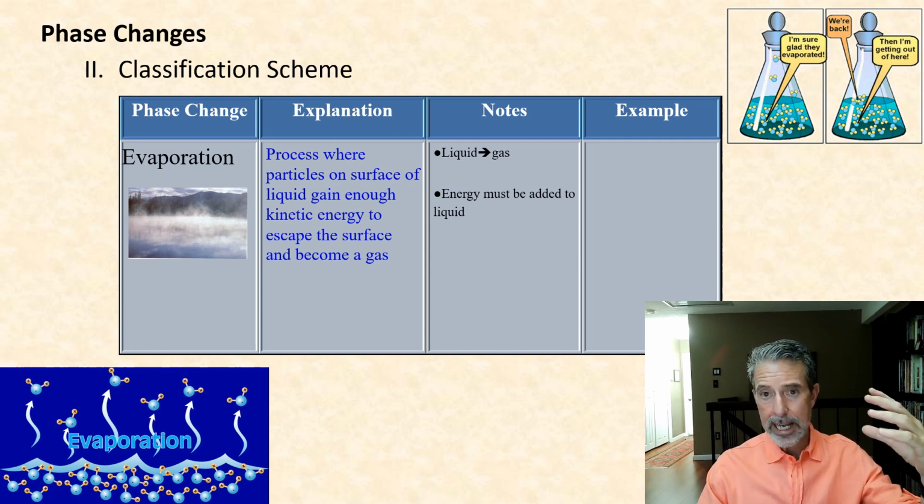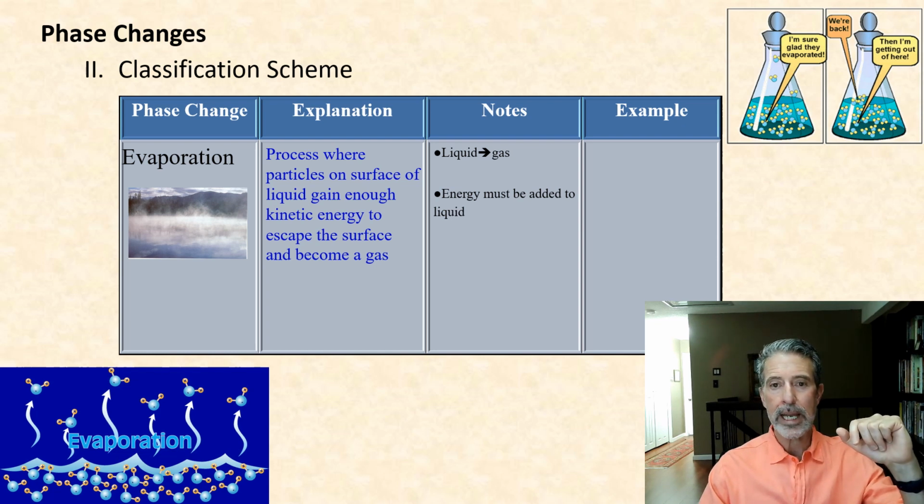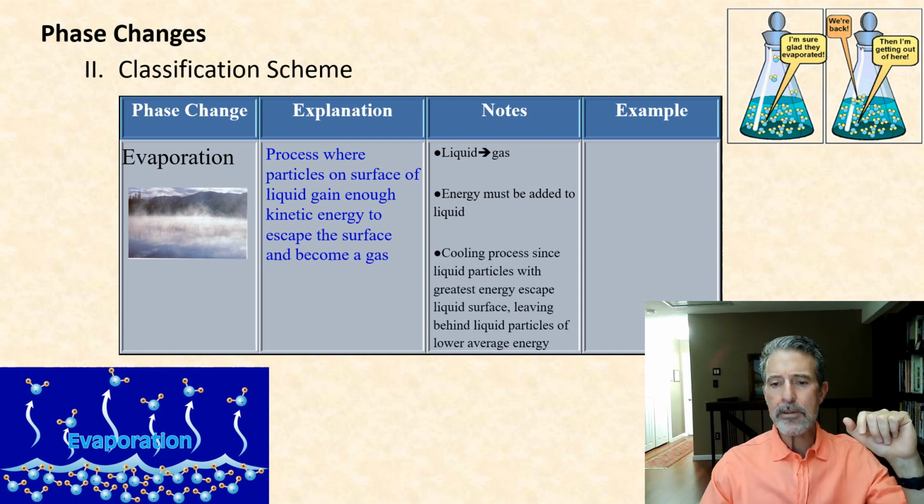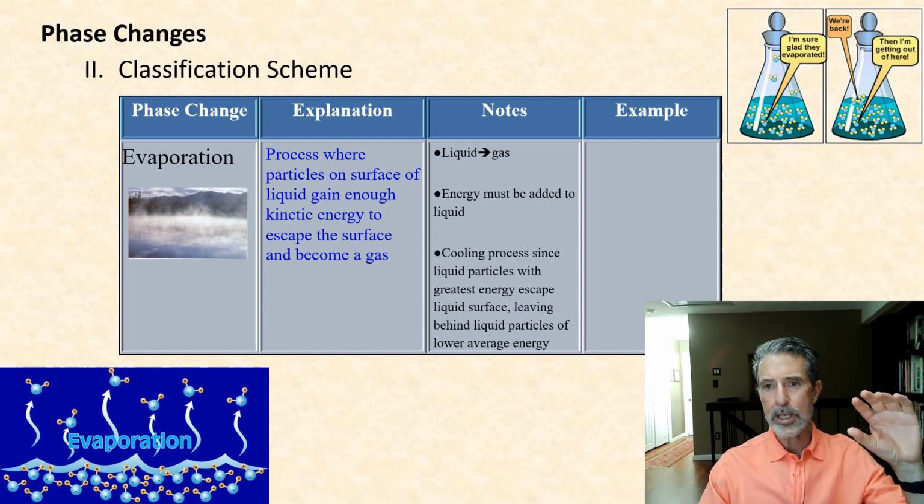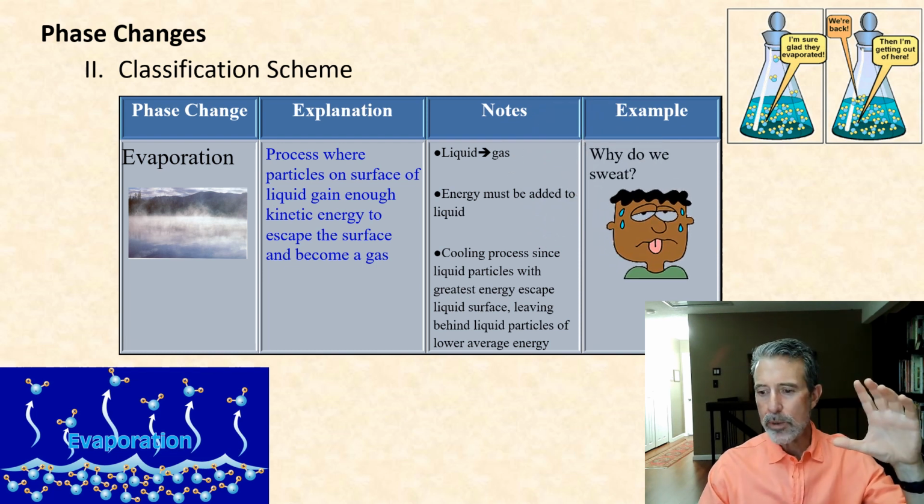And if they gain enough kinetic energy to escape the forces of attraction holding them into the surface, that is the forces from the particles beneath them, then they can turn from a liquid into a gas. So we can think of evaporation as a cooling process, since only the liquid particles with the greatest energy can escape the liquid surface. So when those particles with the greatest energy escape, this leaves behind particles of lower average kinetic energy.